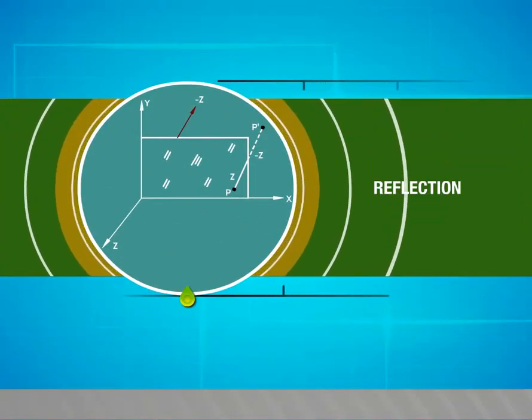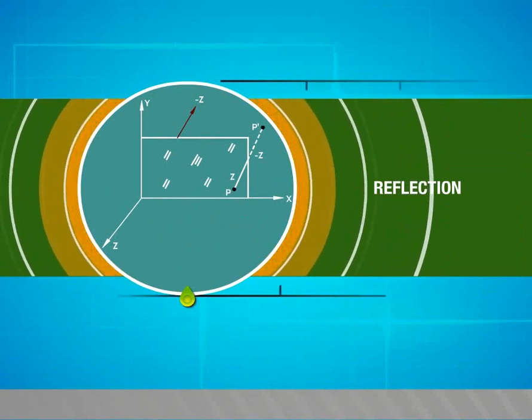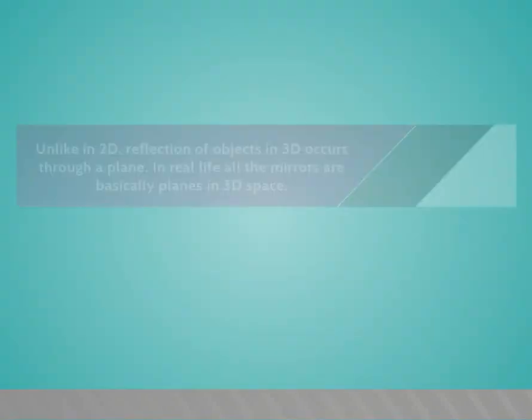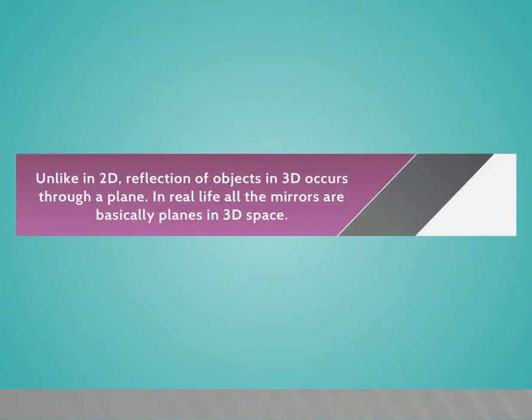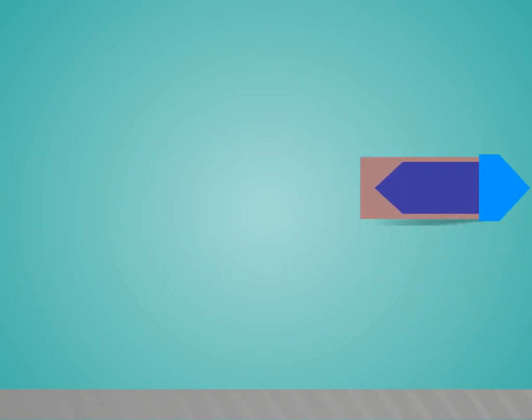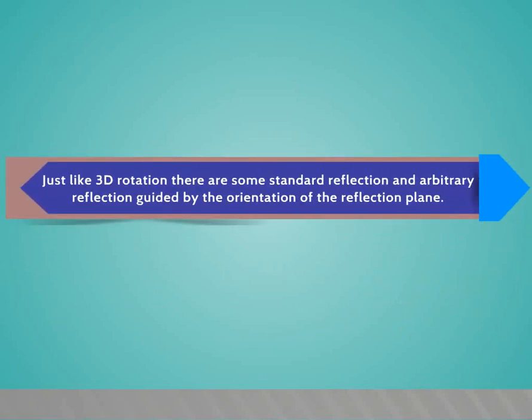Reflection. In this video, we are going to see about reflection. Unlike in 2D, reflection of objects in 3D occurs through a plane. In real life, all the mirrors are basically planes in 3D space. Just like 3D rotation, there are some standard reflections and arbitrary reflection guided by the orientation of the reflection plane.